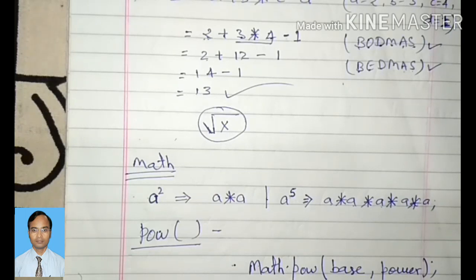Okay, the math class holds the different kinds of methods that are used to calculate mathematical functions. Some of those functions are: number 1, pow function.